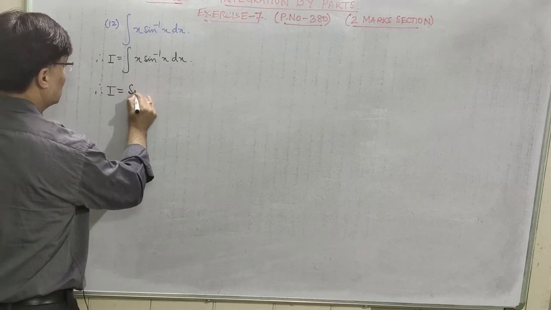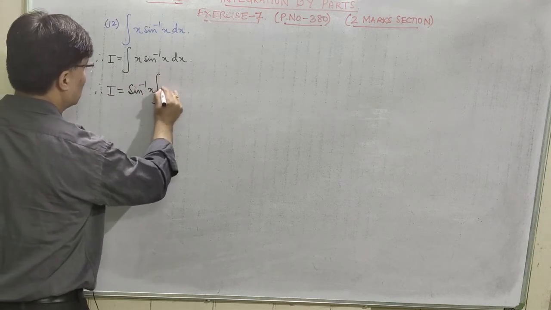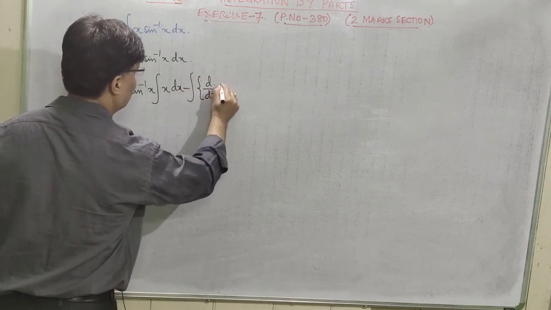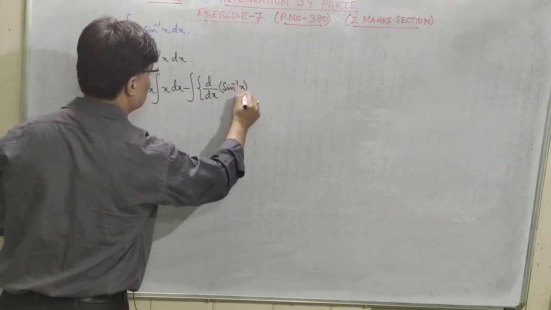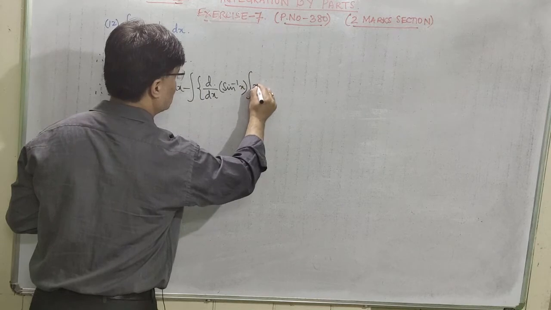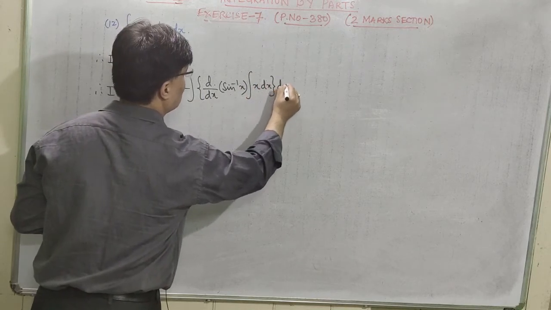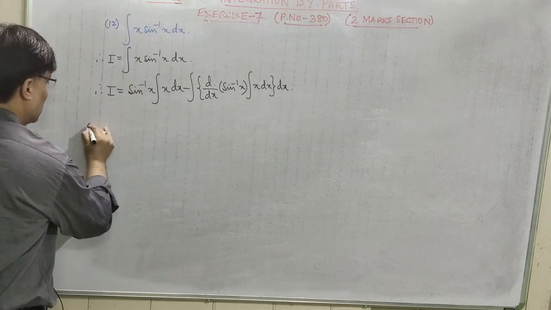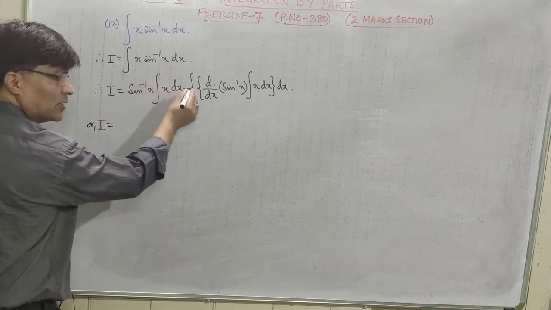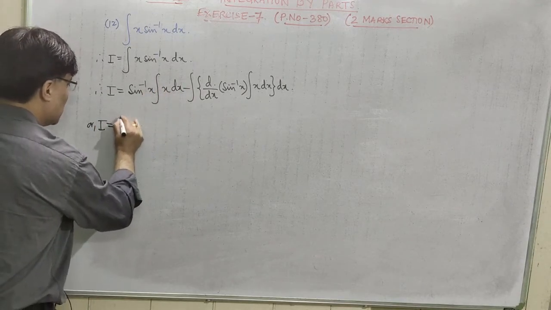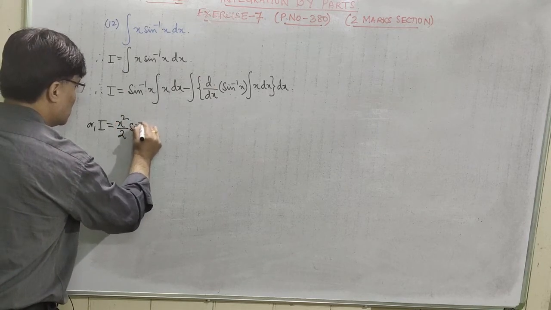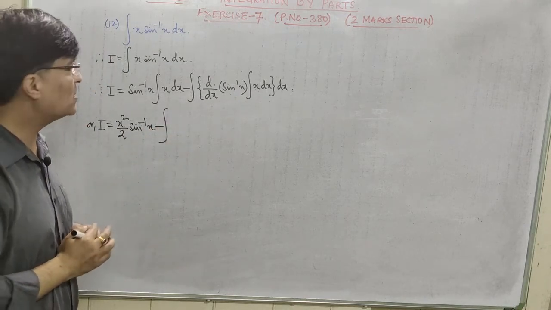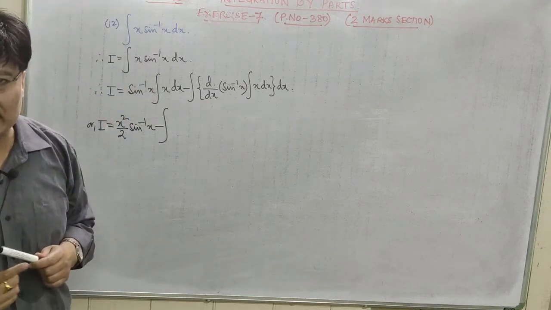So I is equal to sine inverse x integration of x dx, minus integration of, second bracket, dy dx of the first function, that is your sine inverse x, again integration of the second function, that is integration of x dx, second bracket closed, then you should write dx. Is that understood now? So let us integrate it now. So I is equal to, let us first integrate x dx. What is it? It is x square by 2, this is your sine inverse x, minus integration of, what is the differentiation of sine inverse x with respect to x? You know that, isn't it?